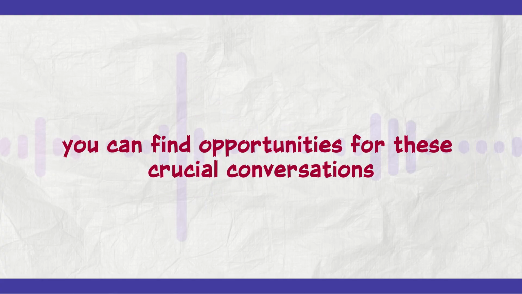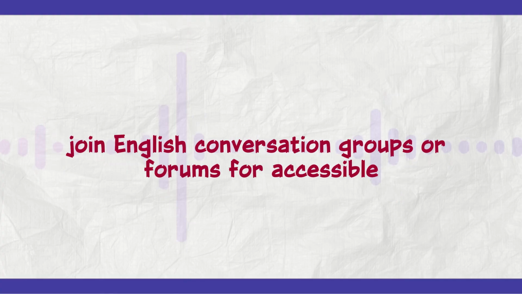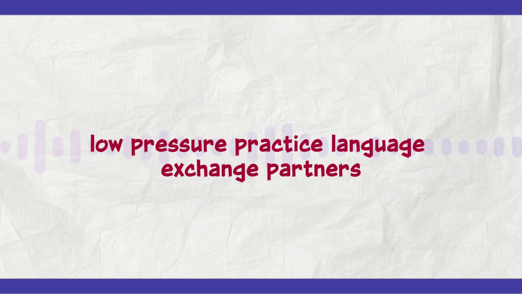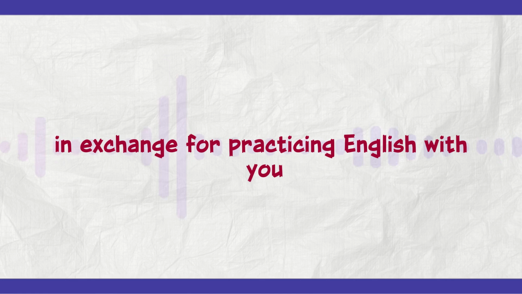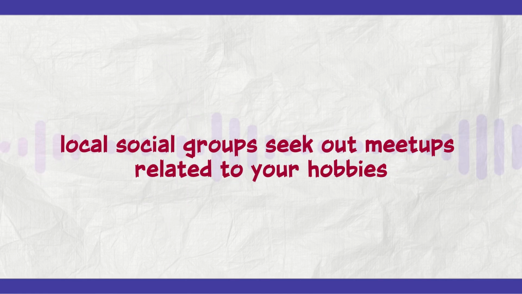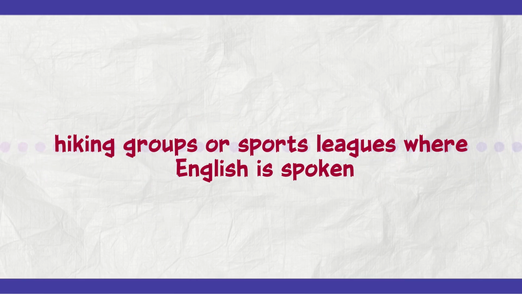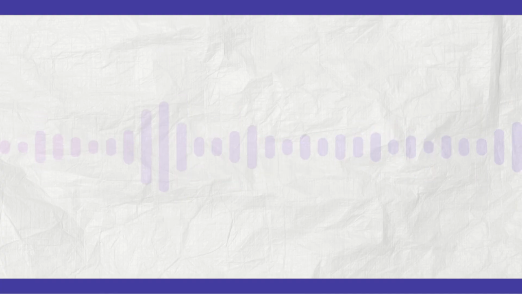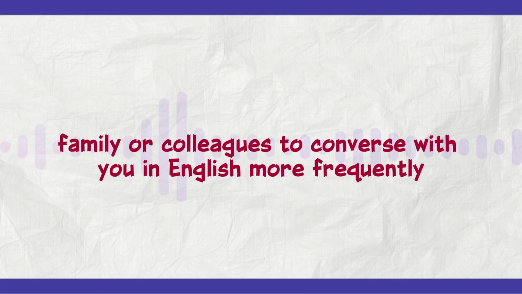You can find opportunities for these crucial conversations in several ways. Online communities. Join English conversation groups or forums for accessible, low-pressure practice. Language exchange partners. Find someone who wants to learn your native language in exchange for practicing English with you. Local social groups. Seek out meetups related to your hobbies, such as book clubs, hiking groups, or sports leagues, where English is spoken. Existing relationships. Ask English-speaking friends, family, or colleagues to converse with you in English more frequently.